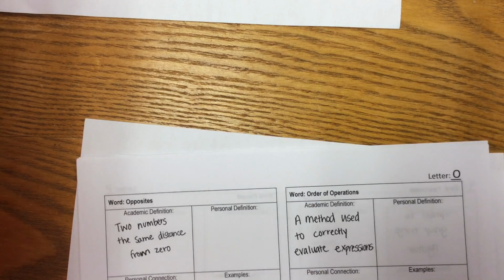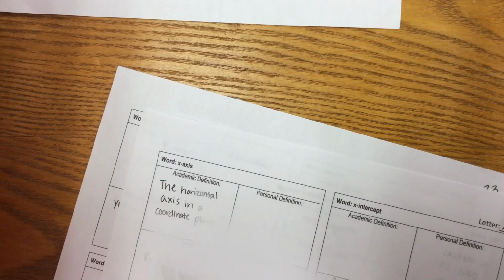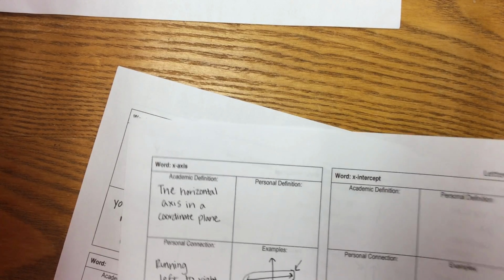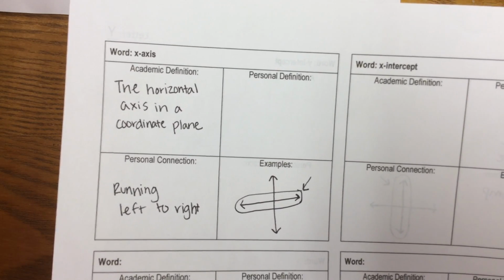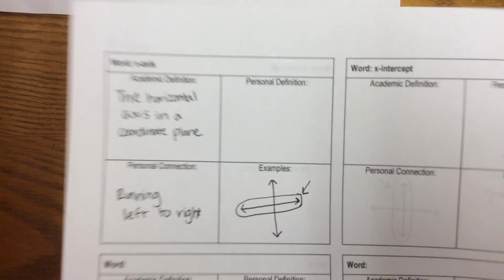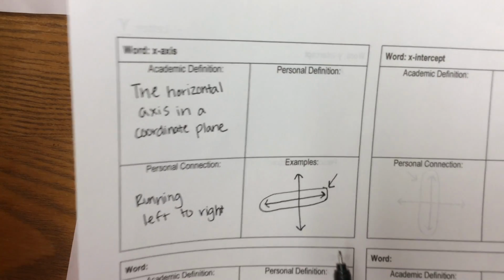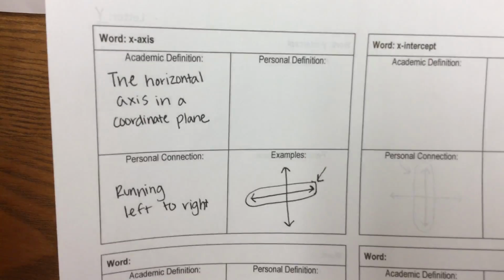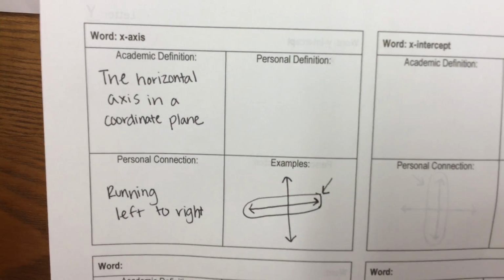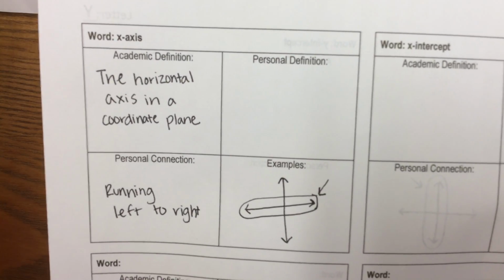All right, next one is the x-axis. So we're going to go to x, which is on page 21. So x-axis, the horizontal axis in a coordinate plane. So horizontal means side to side. So this is the x-axis, side to side. Okay, personal connection would be like running left to right. If you run left to right, that's like the x-axis.